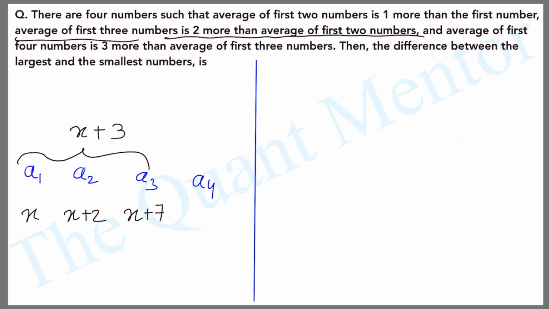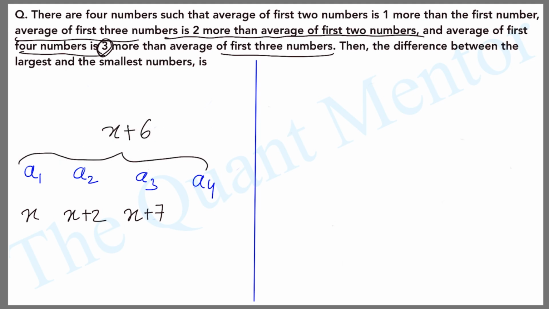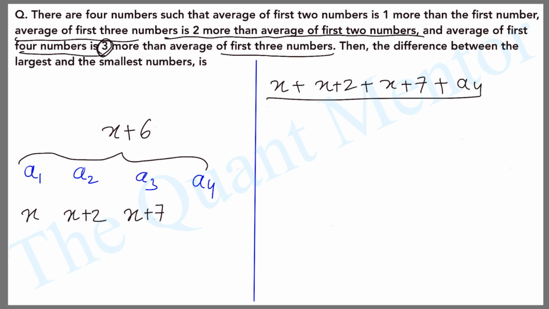The last part says the average of the first four numbers is 3 more than the average of the first three numbers. For the first three numbers, we know the average is X + 3. Add 3 to this, and you get the average of the first four numbers. It will be X + 6. So the average of the first four numbers is X + 6. And now using this in the equation, we will write the average of the first four numbers as (X + X + 2, the second number, + X + 7, the third number, + A4, the fourth number) divided by 4, equal to the average X + 6.